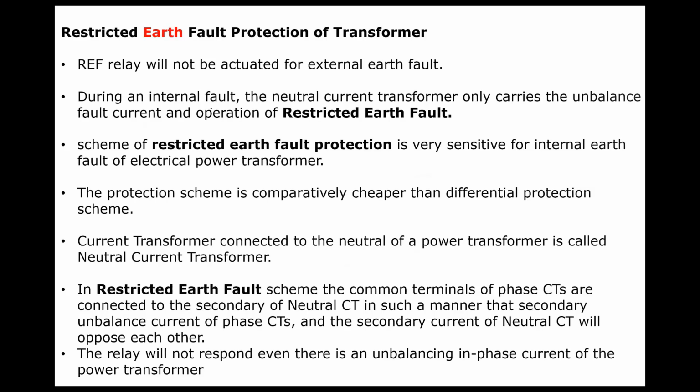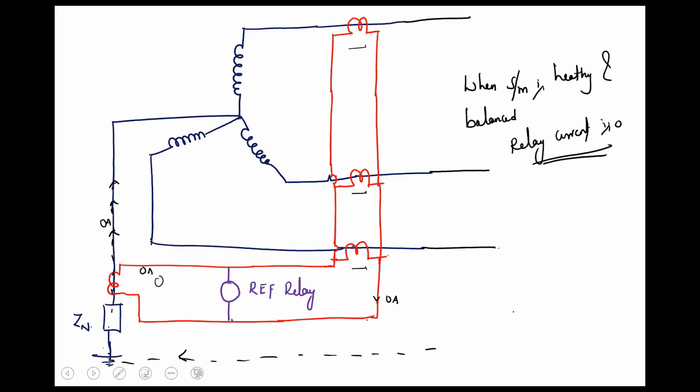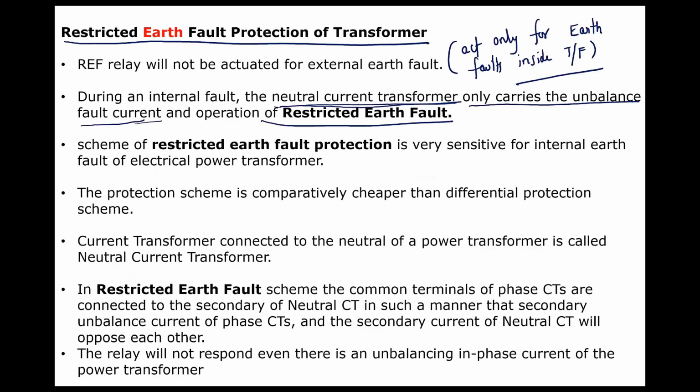So during an internal fault, the CT which we have connected in the neutral is called the neutral CT, NCT. During an internal fault, the neutral current transformer carries unbalanced fault current and operates the REF relay. The scheme of REF, restricted earth fault protection, is very sensitive for internal earth faults. That means for any internal earth faults that happen inside the power transformer, this will detect.